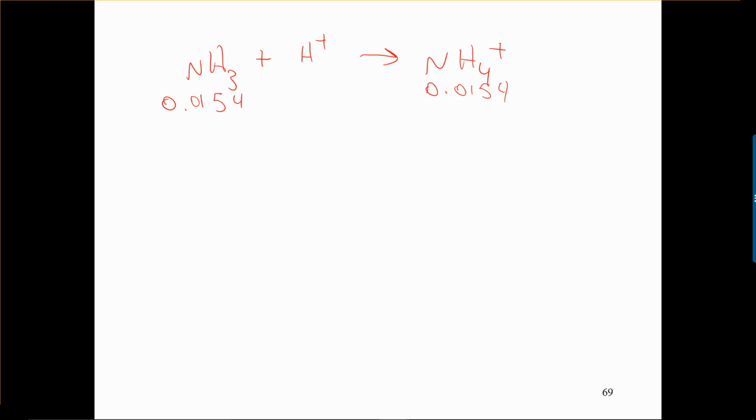0.0154 here. And then how much H plus is added? What's the dilution of the H plus? We diluted it into 75 milliliters. Wait, so that number that we found, this 0.0154, did we subtract that from the NH3 or is that the new constant? That's M2, right? Okay, M2 is 0.0154.